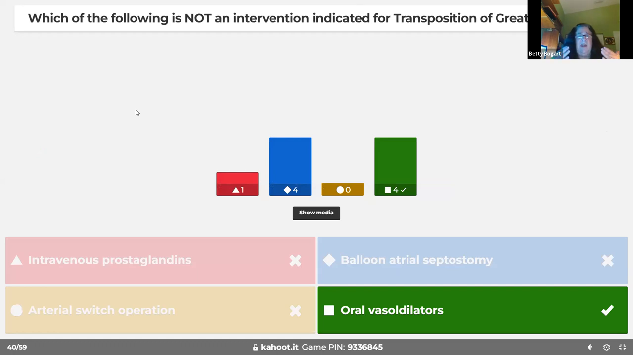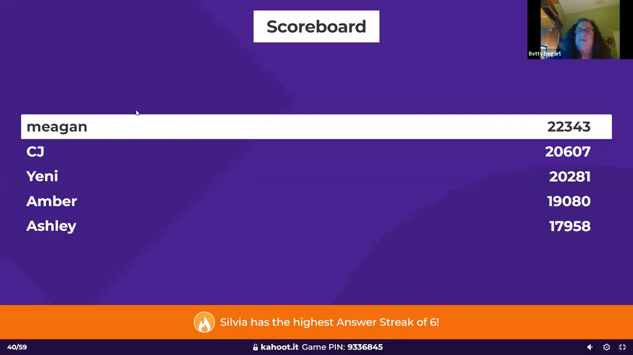Well, we know we need to give prostaglandins to get oxygen. Sometimes they'll make a hole between the atrium. You know, there's that patent foramen ovale, right? There's a tiny little hole in the atrium. Well, they punch a hole through that, make it bigger. So you're changing the right and left side and getting a little bit of blood flowing with oxygen in there. And then the surgery, its name is called arterial switch operation. You switch the arteries. Oral nothing is going to help this child. We need more intravenous and more sort of interventions.